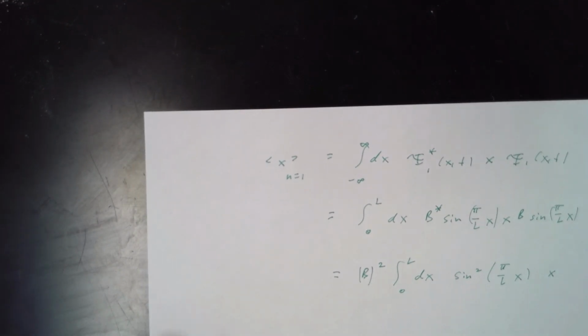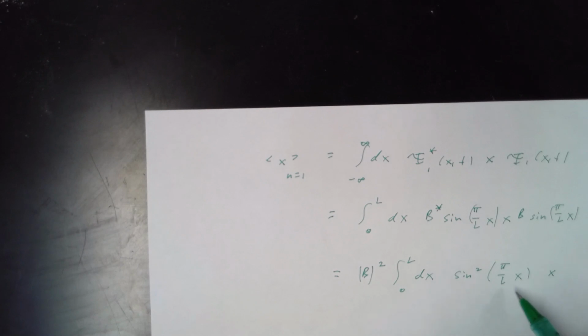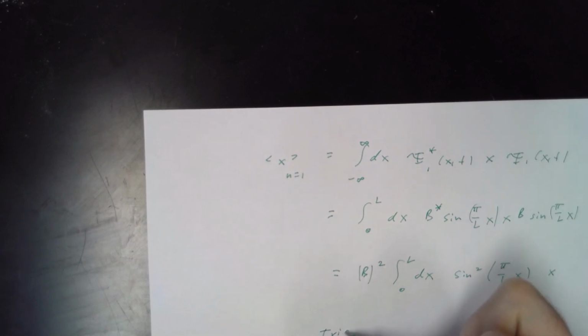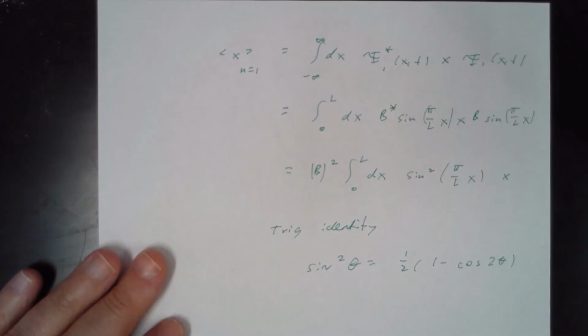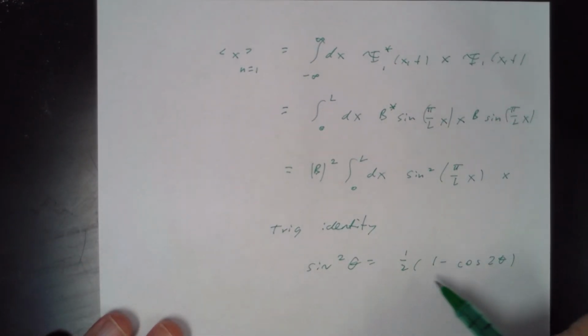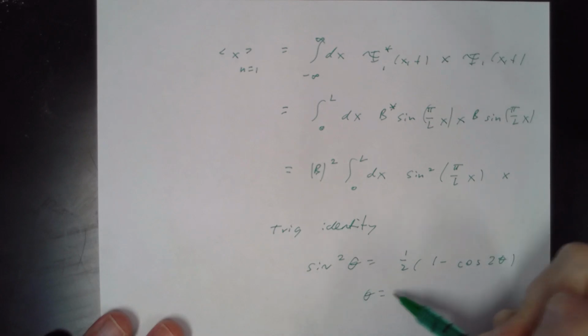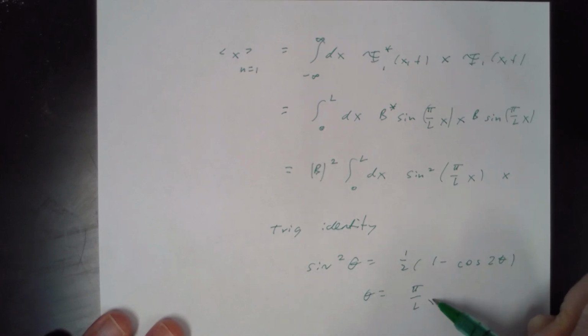So the easiest way to do an integral that has sine squared in there is usually to use a trig identity. So we know from trig functions that for any theta, sine squared of theta is always 1/2 of 1 minus cosine of 2 theta. And so I'm going to use that where theta is going to be pi over L times x.